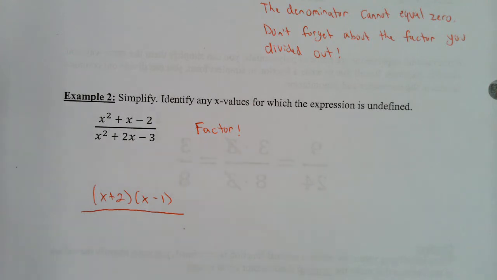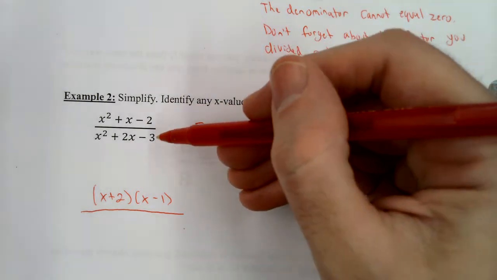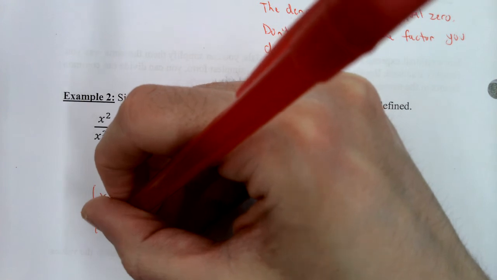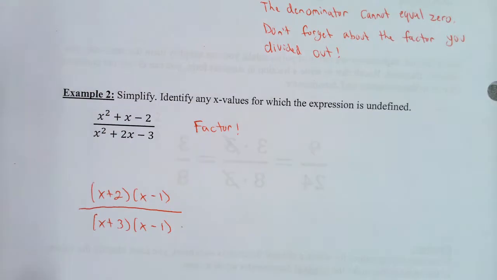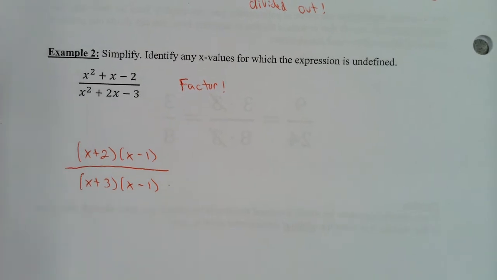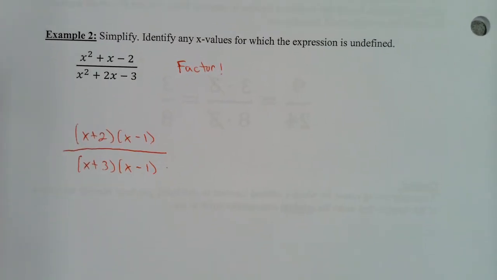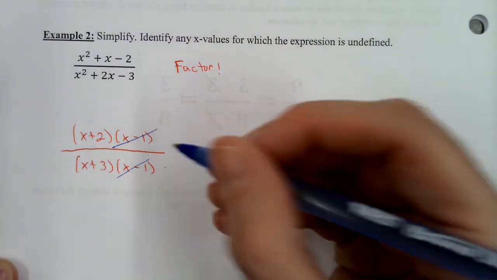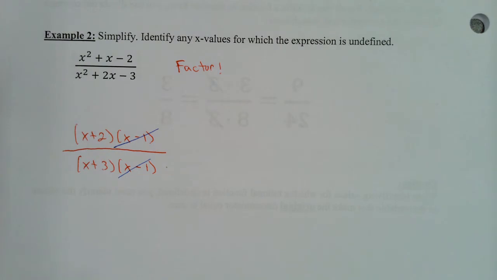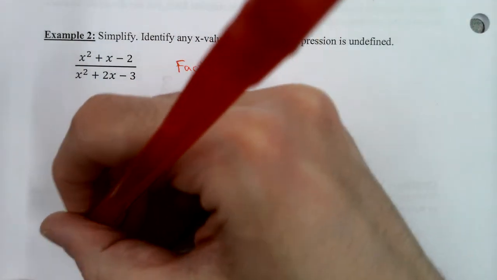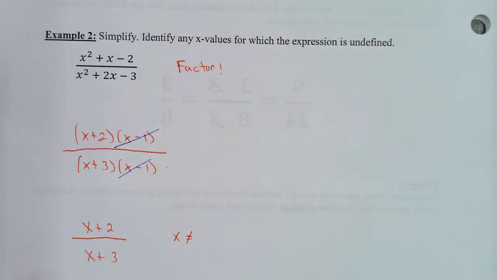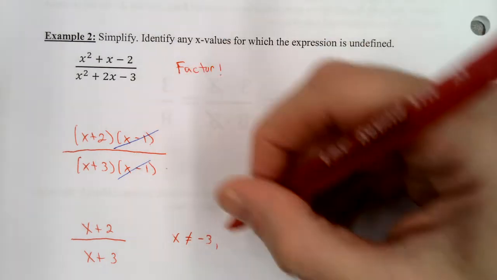Factor the denominator. Look for two numbers that multiply to -3 and add to 2. So it'll be x plus 3 times x minus 1. Now you're going to divide out the common factor of x minus 1. And it leaves you with x plus 2 over x plus 3. Then you have to state the restrictions. X cannot be -3, and x cannot be 1.